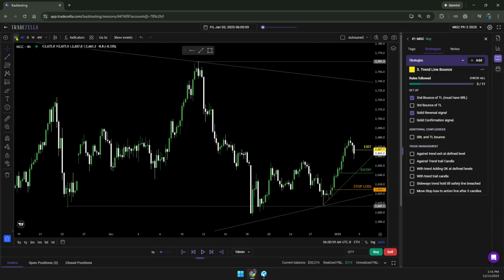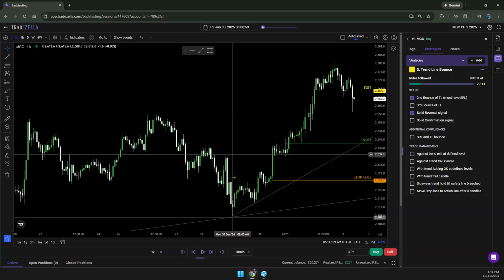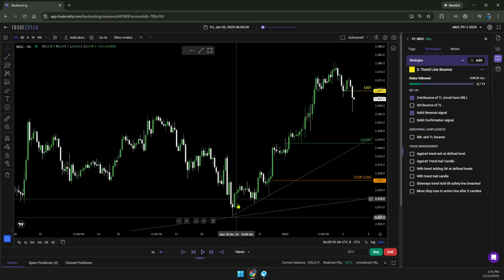Oh wait, that's the 4 hour. Did we have a solid on the 1 hour? Yeah, we did. Here's the bounce here. We did have a solid confirmation on the 1 hour. We had the support resistance level. We had it with the trend, and I did move my stop to the action line. Well, no, I didn't, because I didn't have an action line.